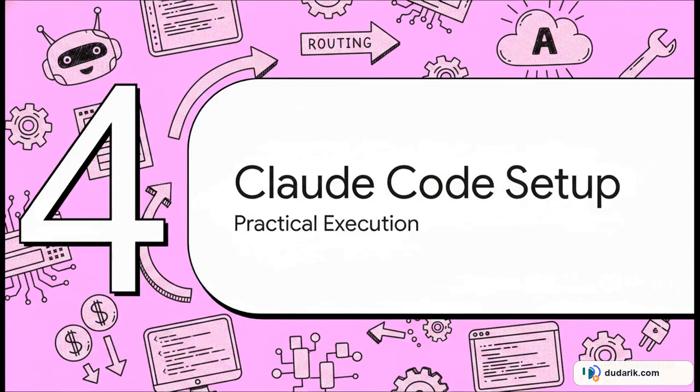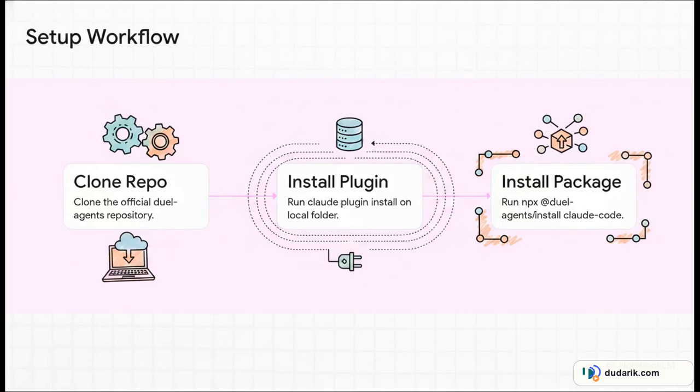Okay, so if you're a developer eager to stop overpaying, how do we actually get this running? Let's pivot to section 4, Claude Code Setup Guide. Actually getting the Claude Code plugin active is heavily streamlined. It's surprisingly quick. First, you just clone the official Duel Agents repo from GitHub. Boom. Next, you navigate into that folder and hit it with the Claude plugin install command, pointing directly at their local integrations directory. Once that finishes, you finalize the package install by running npx @duelagents/install Claude Code. It's just a super fast, totally standard developer workflow.